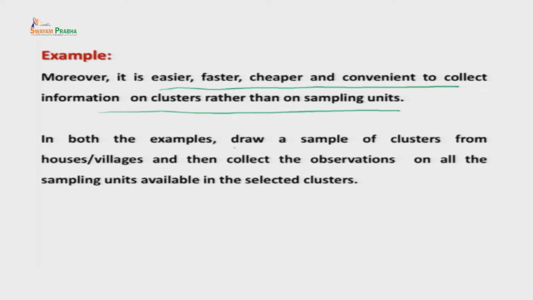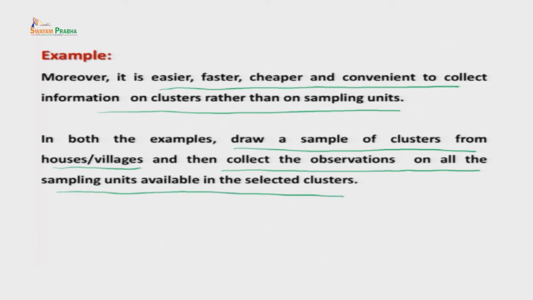We try to draw a sample of clusters from the houses or, say, villages or districts, and then we collect the observations which are contained inside those clusters, and we collect the observations on all the sampling units which are contained in those clusters or which are available inside those villages, cities, houses, etc. Right.